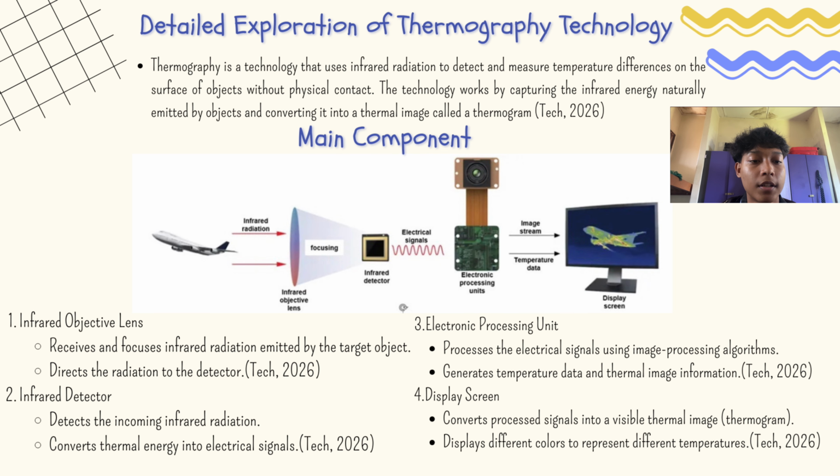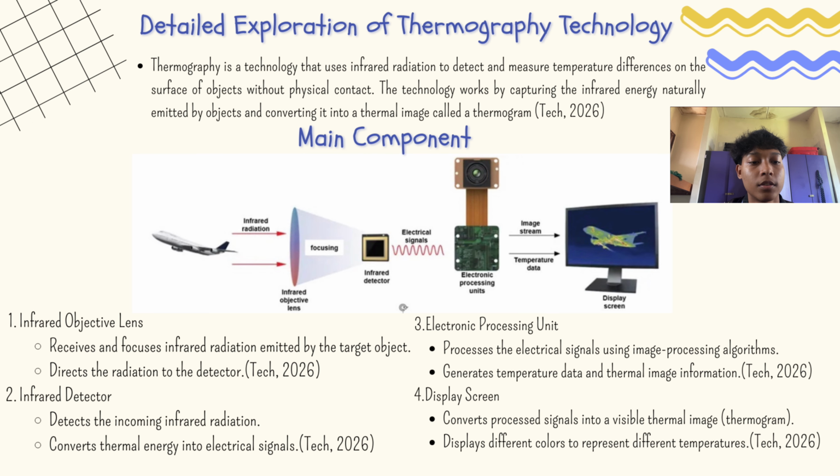First is the infrared lens. It functions to receive and focus the infrared radiation emitted by the target object and direct it to the detector. Second is the infrared detector. This component detects the incoming infrared radiation and converts the thermal energy into an electrical signal.